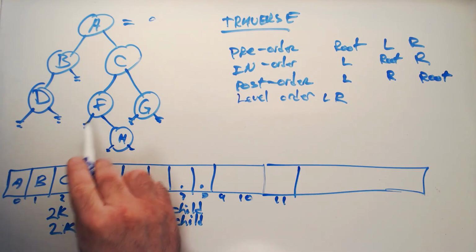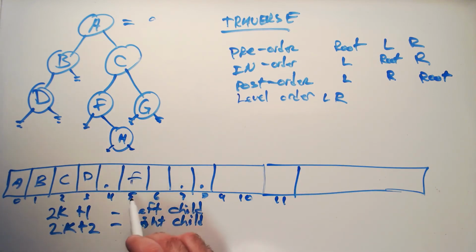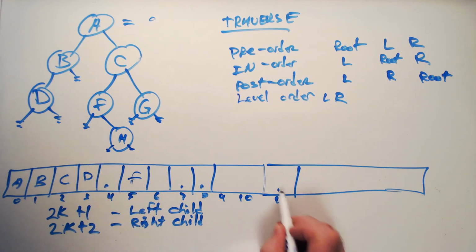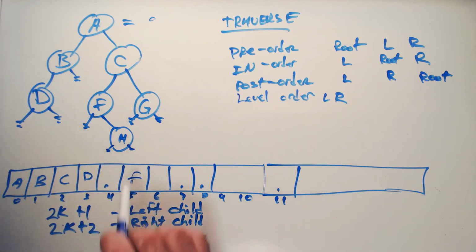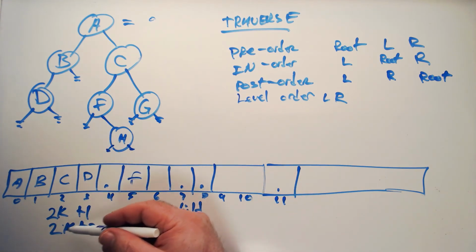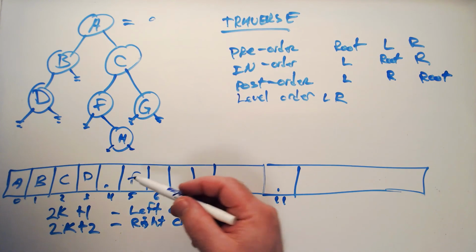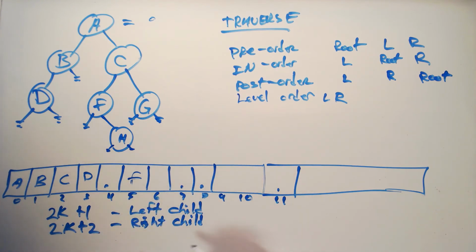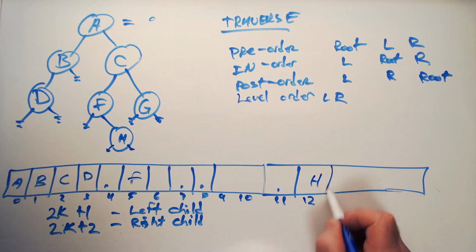And what am I calculating? The left child of F, let's redo that. 2 times 5 plus 1 is 11. So that is a null, right? Because there's nothing there. Now the right child of F is supposed to be here at 2 times 5 plus 2. So that's 12. That's where H goes, okay?